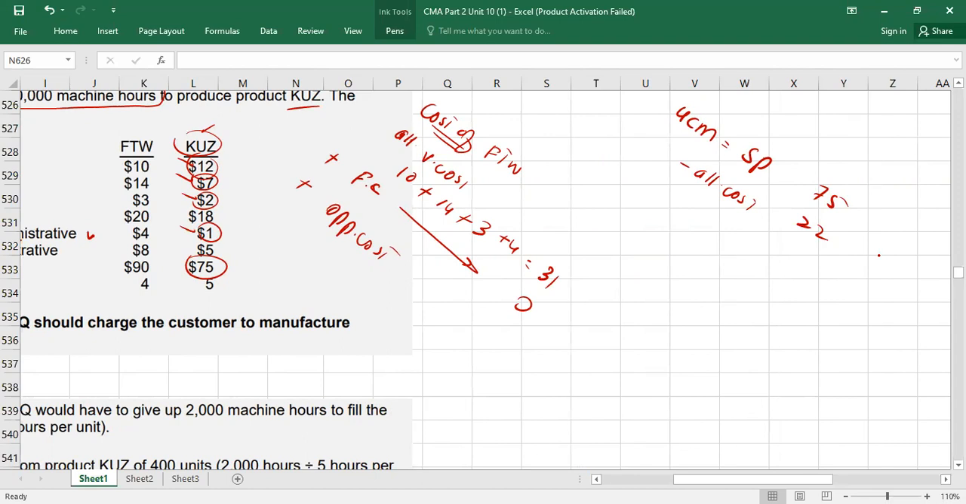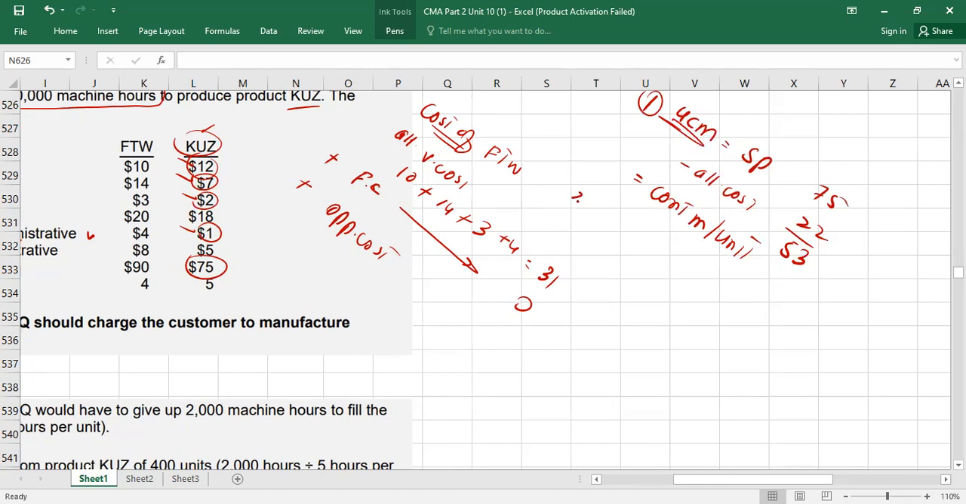If you will deduct 75 minus 22, it is going to give you $53 contribution. It is called contribution margin per unit. So this is what you are going to lose per unit. This is step number 1: find out the unit contribution margin.